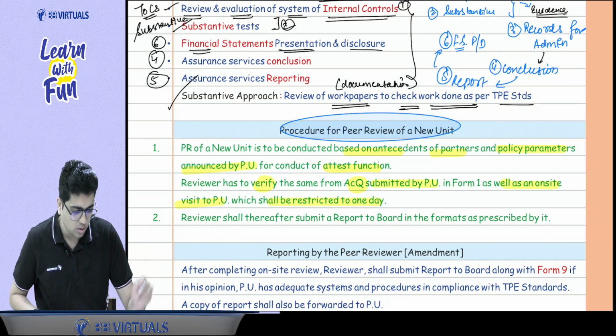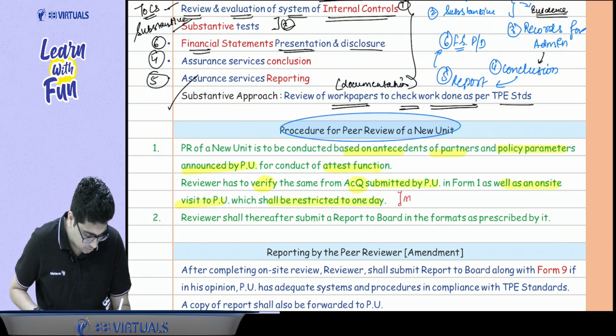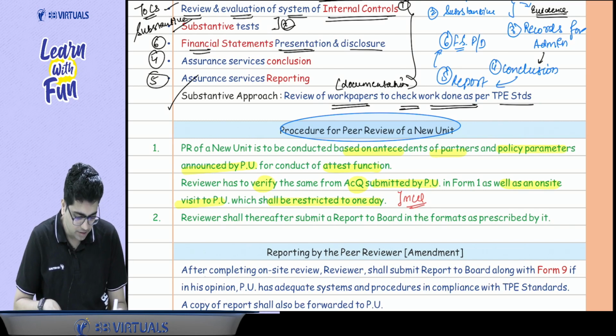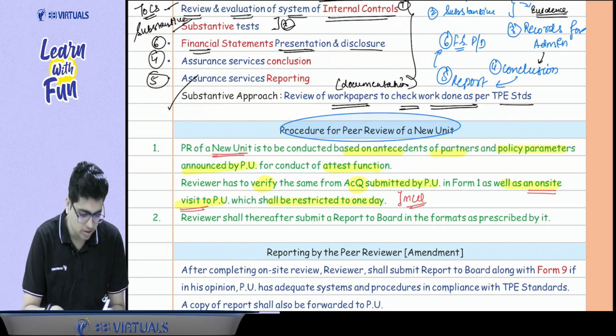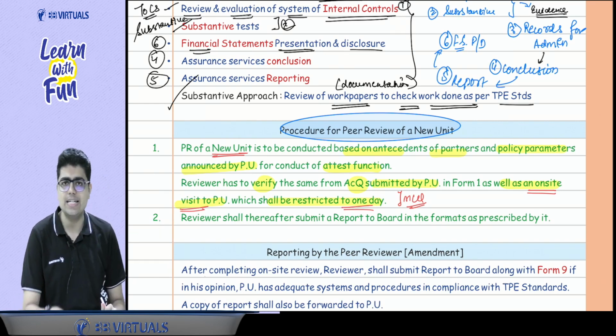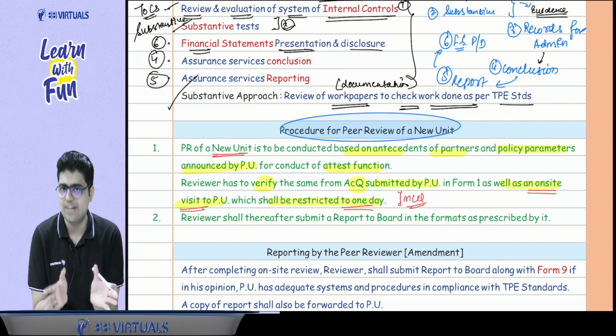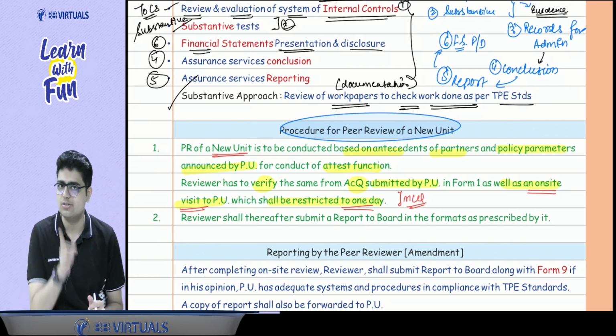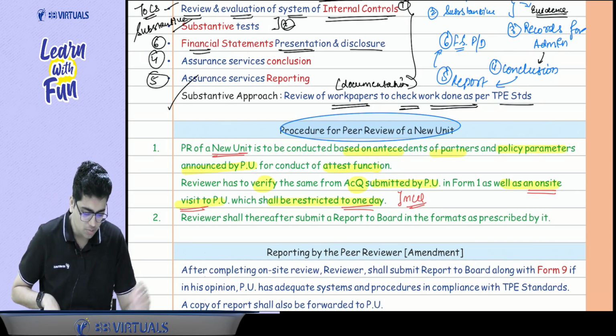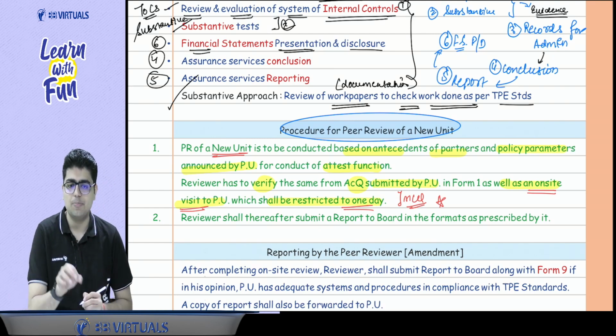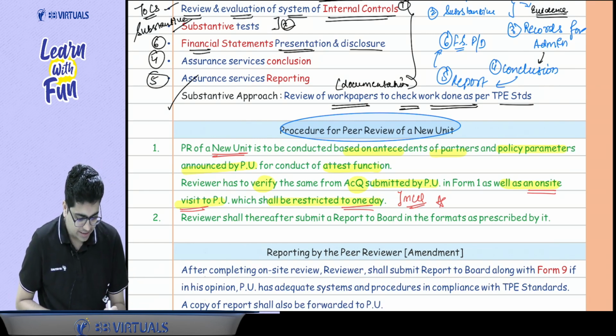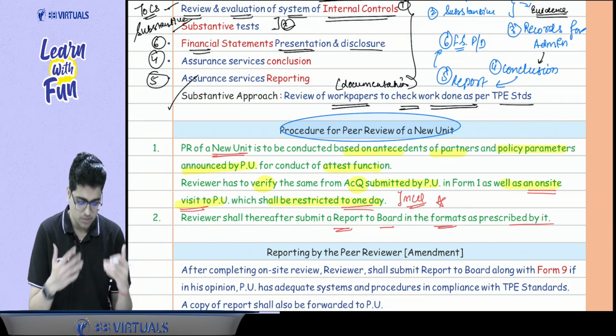So in this case, what I feel, ICAI can ask you an MCQ that in case of a new unit, what is the time limit for an on-site review? So the on-site visit cannot be more than 1 day. Generally, it is how many days? 6 days. It is generally 1 week, and in 1 week Sunday is a holiday, so it is 6 working days. But if I talk about a new unit, it is restricted to 1 day. This is the only point that you need to consider here. The reviewer shall thereafter submit a report to the board in the formats as prescribed by it. Just read and move ahead.